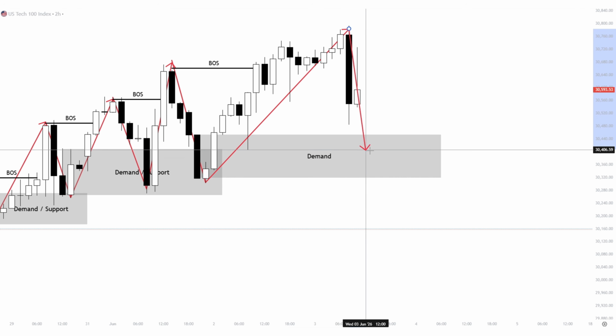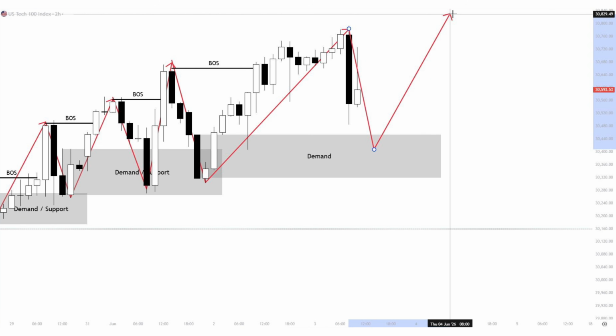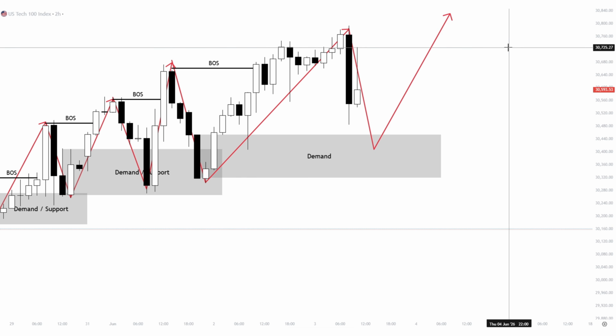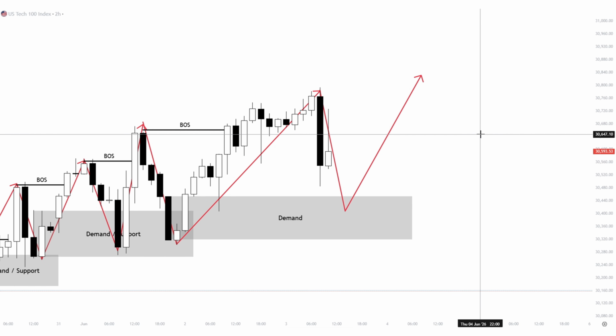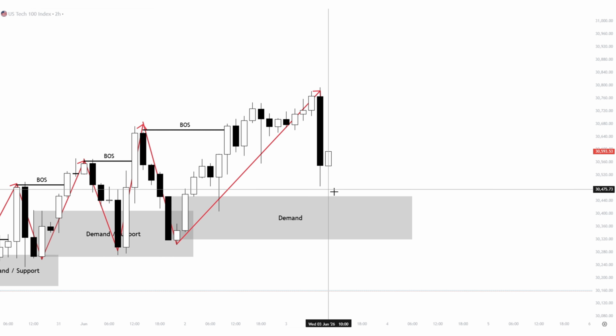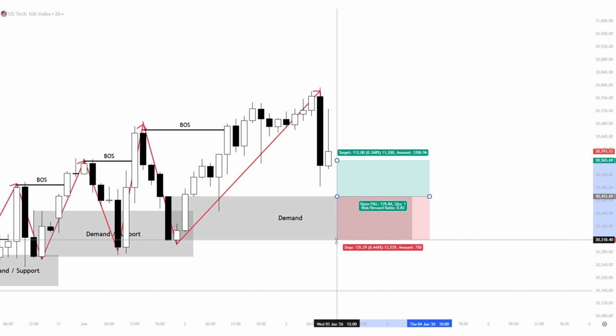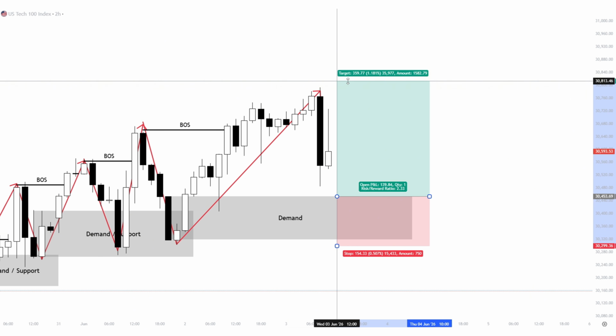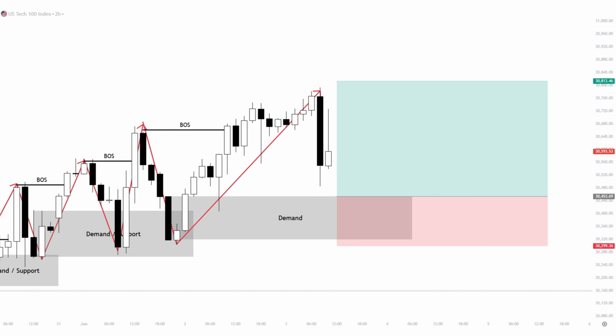So we expect a pullback to the downside that should fill this demand, and from that level we will be looking for a buy-long setup to take the market into uptrend continuation, which is above the last high, basically breaking the last high and creating a new high, which needs to be higher than the last one. So essentially it must be a higher high formation. So we plan the buy setup with the stop loss below the demand and take profit above the last high.